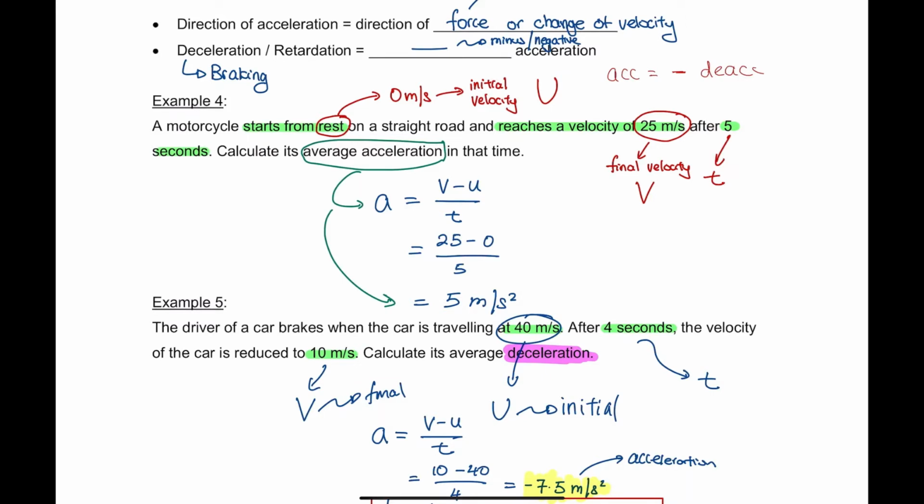So we'll just plug and play the formula. They ask us to calculate the average acceleration, which is the letter A. The final velocity V is 25 meter per second. The initial velocity U is 0 meter per second because it is starting from rest. And the total time is 5 seconds. So A equals V minus U over T, which is 25 minus 0 over 5. It gives us 5 meter per second squared.